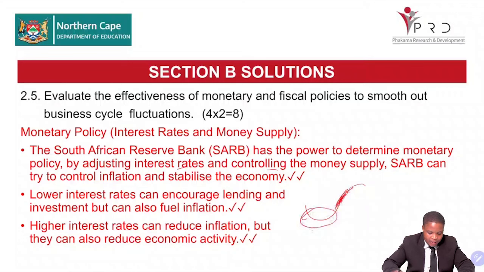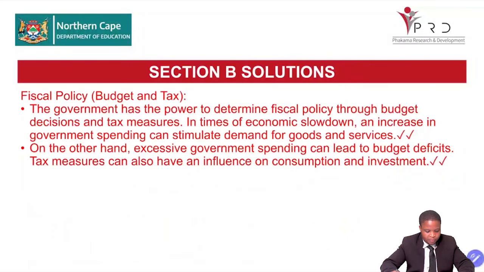A higher interest rate can reduce inflation, but it can also reduce economic activity. So a high interest rate, when we are here, so we are evaluating if we are here and they increase the interest rate, this can decrease inflation. However, it will do what? It will reduce the economic activity as people cannot borrow money anymore. Then the economic activity will decrease.